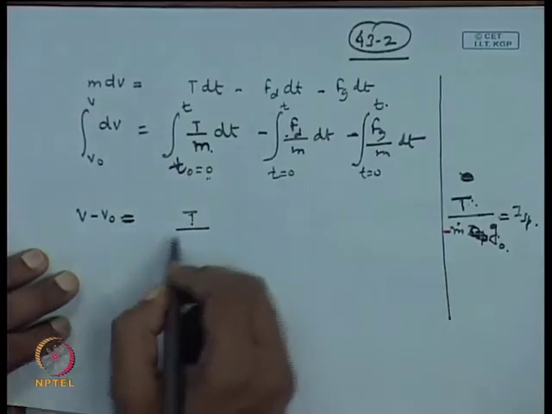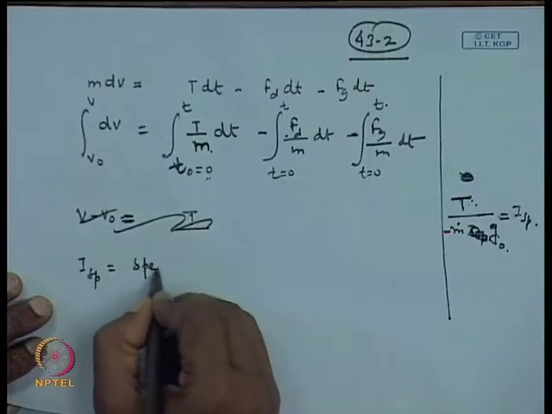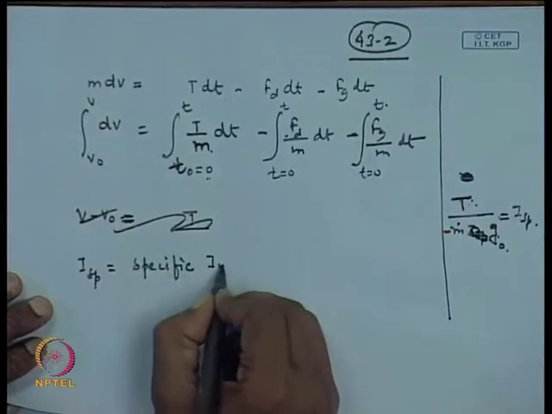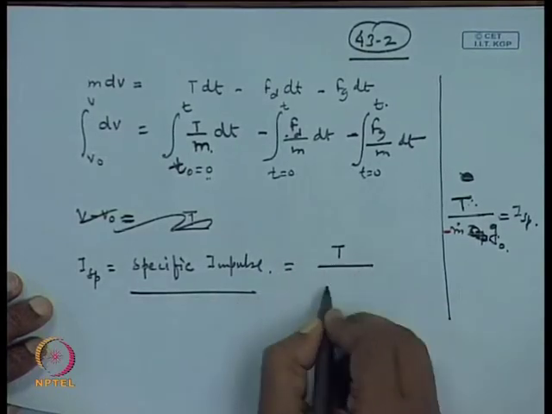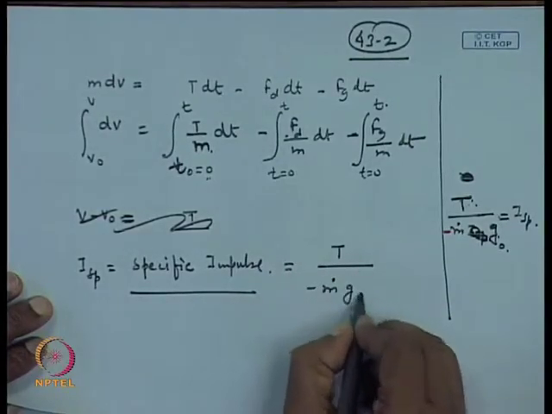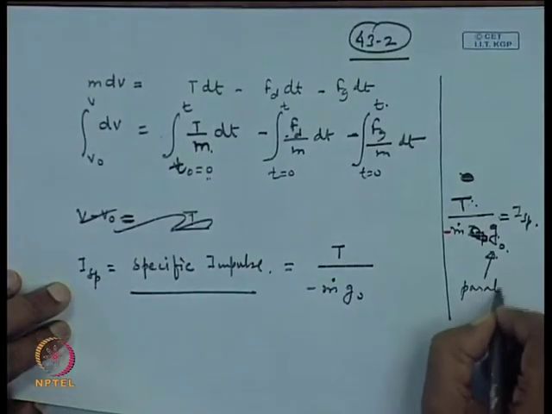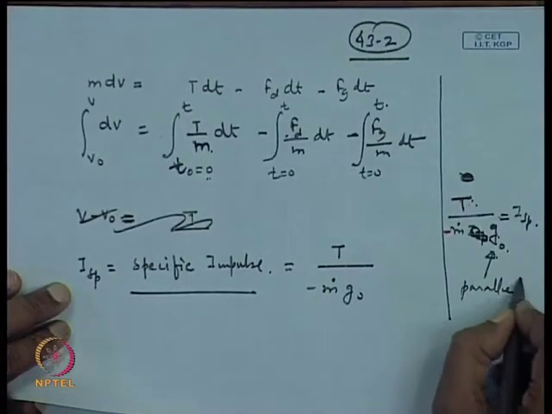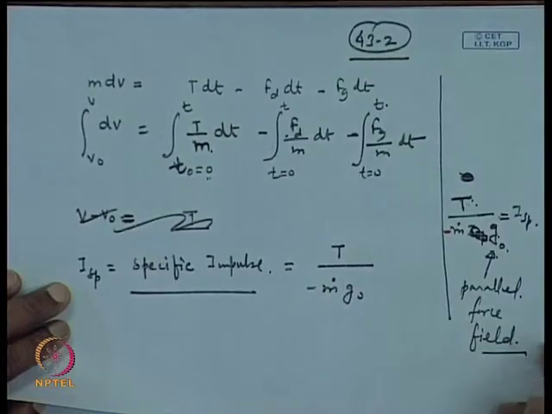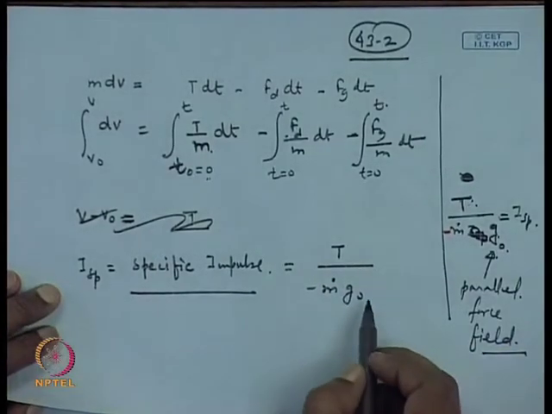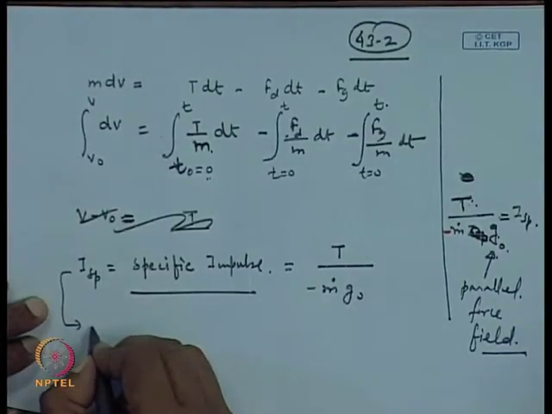So, we will write this as, let us say, I_sp as the specific impulse, this is T by minus m dot z_0. z_0 we have assumed according to the assumption of parallel force field. So, this is the specific impulse and its unit is, as you can check, seconds.